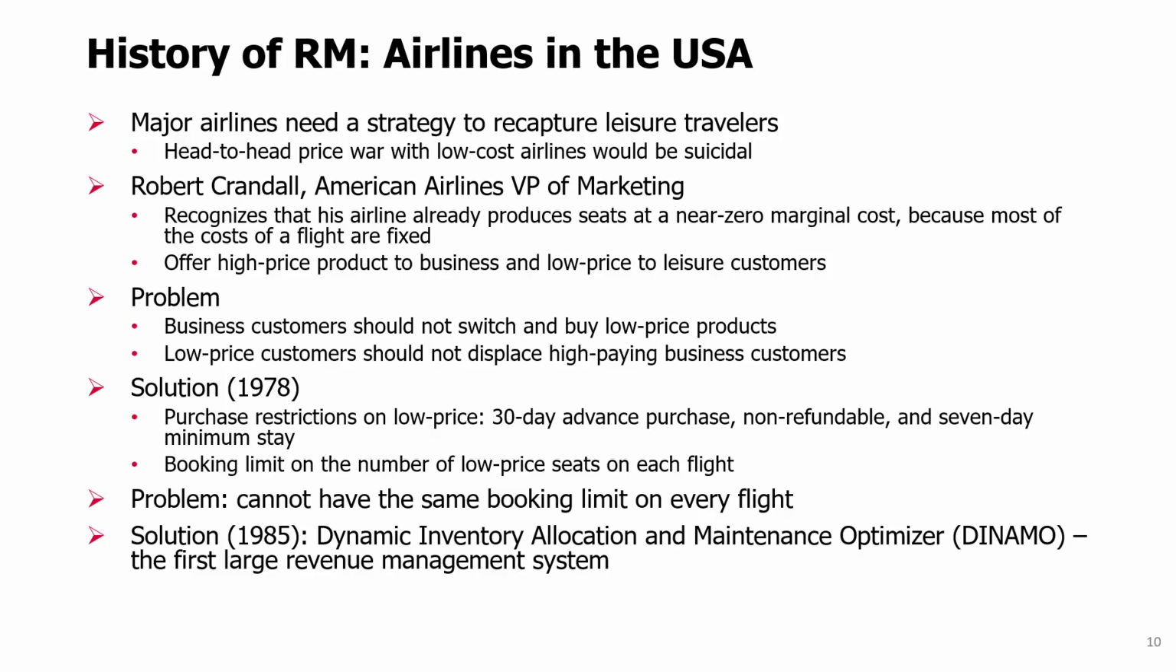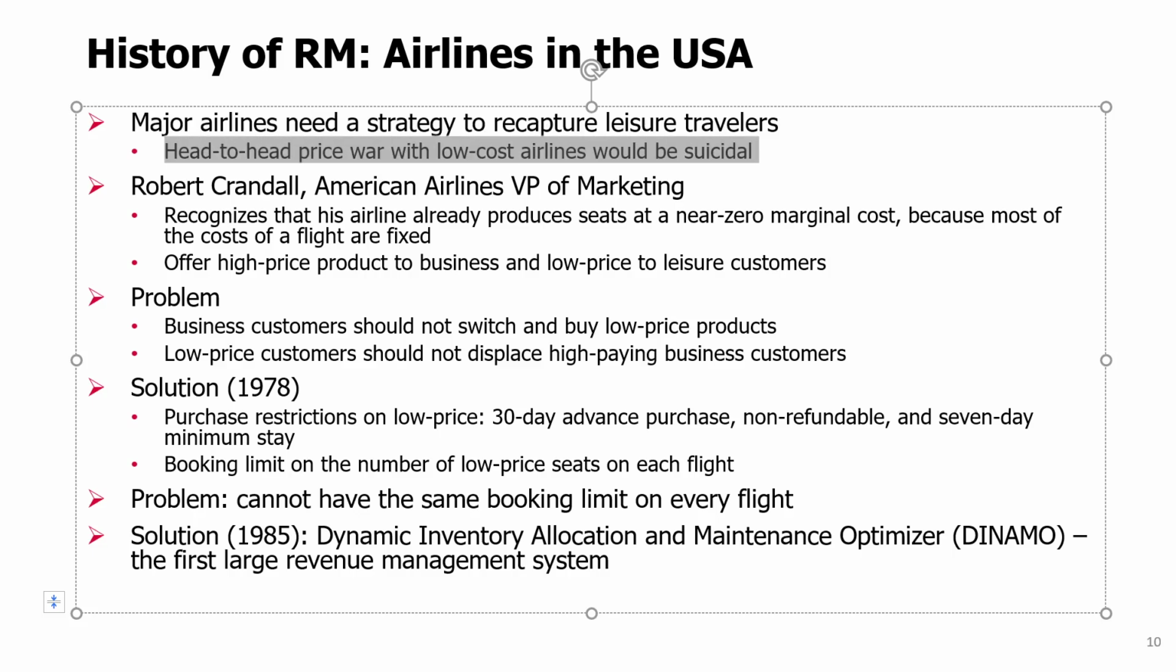So major airlines needed a strategy to somehow recapture the leisure travelers. And they recognized very quickly that a head-to-head price war with the low-cost airlines would be suicide. One of the leaders of change was Robert Crandall, American Airlines VP of Marketing, who recognized that the airline already produces seats at near zero marginal cost, right? Because most of the costs of the flight are fixed. Once you schedule the flight, most of the cost is already fixed, and the marginal cost, the variable cost per seat, is actually very small.